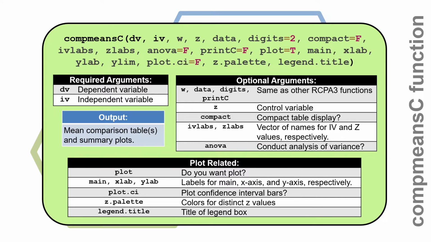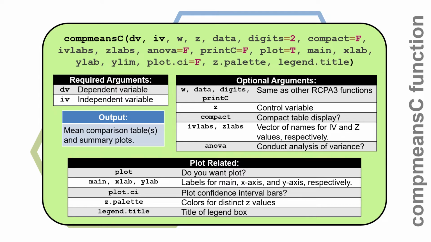The compmeansC function has two required arguments. dv is set equal to the dependent variable, and iv is set equal to the independent variable. The compmeansC function supports a standard set of optional arguments. To make a controlled mean comparison, you set the function's z argument to the control variable. The function's zlabs argument lets you specify names for the z variable's values.